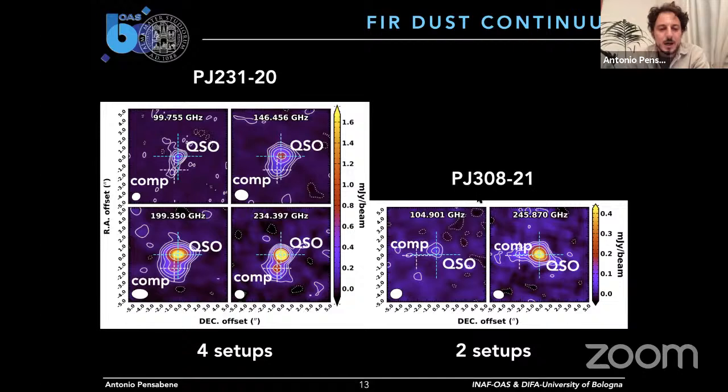As you can see, our observations were designed to not resolve the emission in the single sources, but with high enough angular resolution to disentangle the companion galaxy from the quasar host.